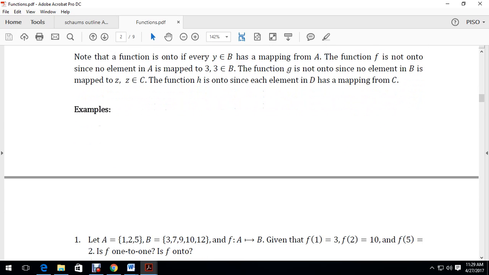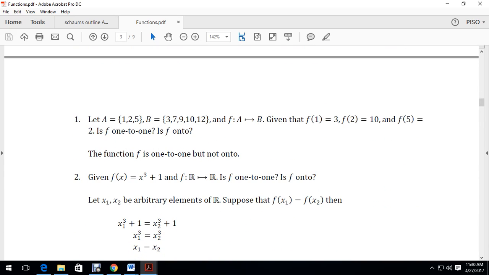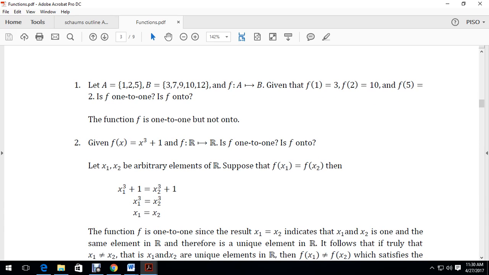Okay, so let's take on several examples for the onto function. Now suppose we have the following sets. Set A has the following elements: 1, 2, and 5. Set B has the elements 3, 7, 9, 10, and 12. Now let us define the mapping function f as the mapping from A to B.